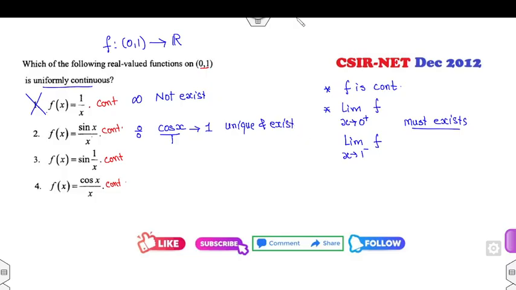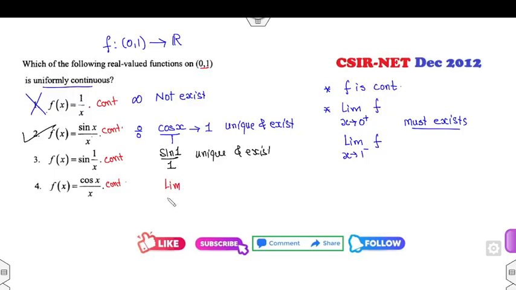Fine. Now look at the limit at 1 negative. If you take it at 1 negative, then it will be sine 1 over 1, which is again unique and exists. So therefore, this is uniformly continuous. Look at this third case.